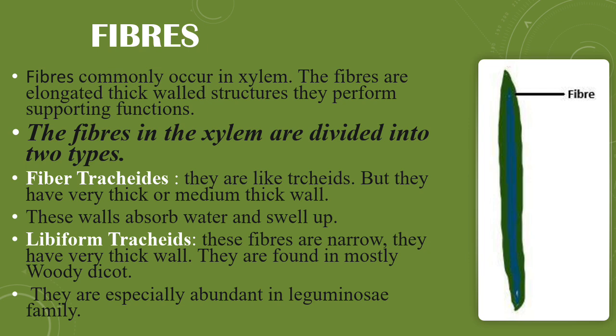These walls absorb water and swell up. Libriform fibers. These fibers are narrow. They have very thick walls. They are found mostly in woody dicots. They are especially abundant in the Leguminosae family. You can see here the structure of fiber.